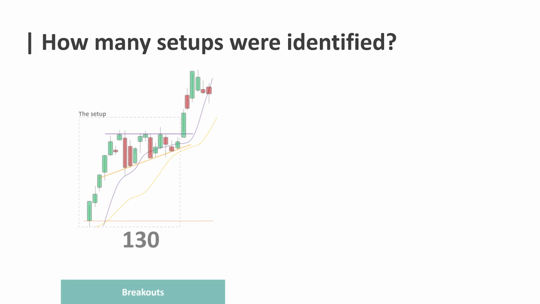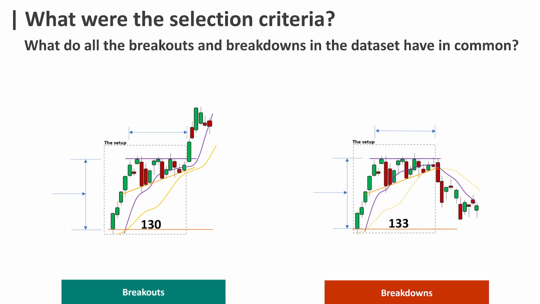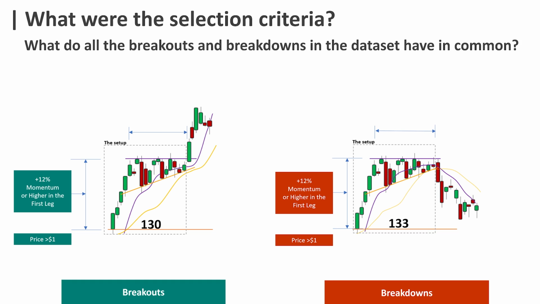How many setups were identified? A total of 130 breakouts and 133 breakdowns were identified during the deep dive. What were the selection criteria and what do all the breakouts and breakdowns in the dataset have in common? A 12% momentum or higher in the first leg, and of course a price above $1.